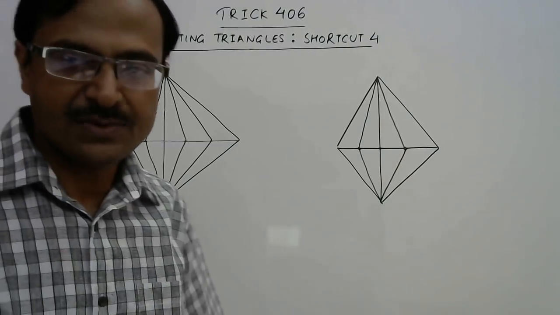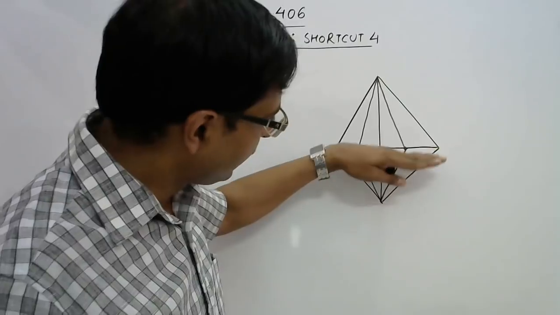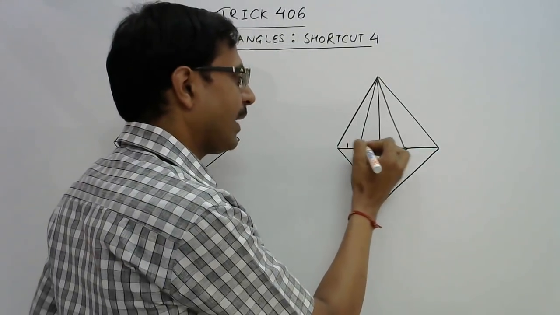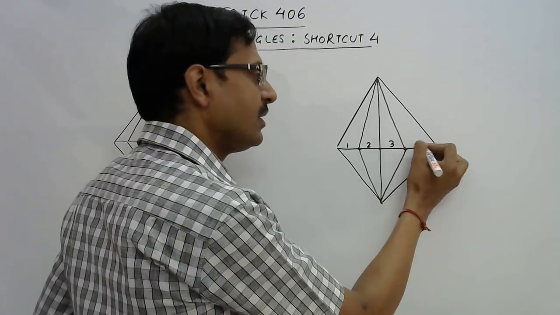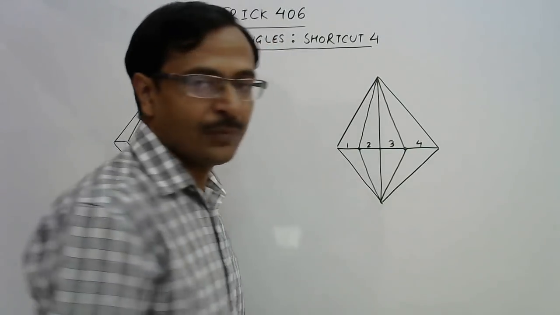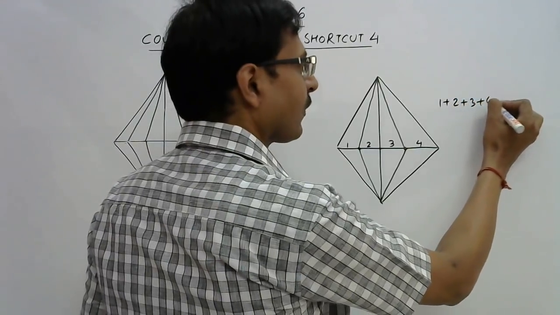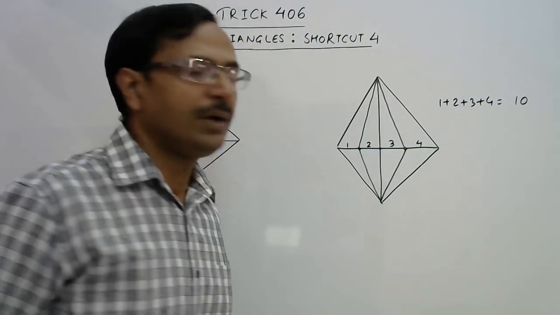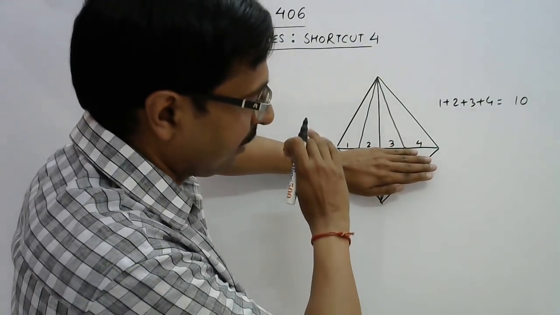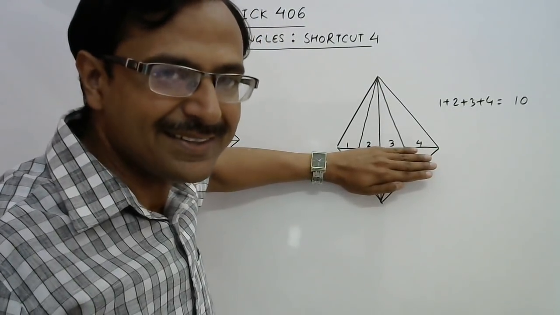Now in such cases, what do we do? The first thing is we forget the lower part of this figure and start counting the number of parts into which the base is divided. So the base is divided here in 4 parts. So what we do is add 1 plus 2 plus 3 plus 4, we get 10. So if we had only the figure which is above the base, we would have got 10 triangles.